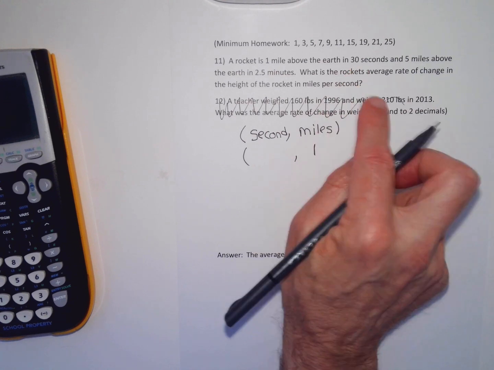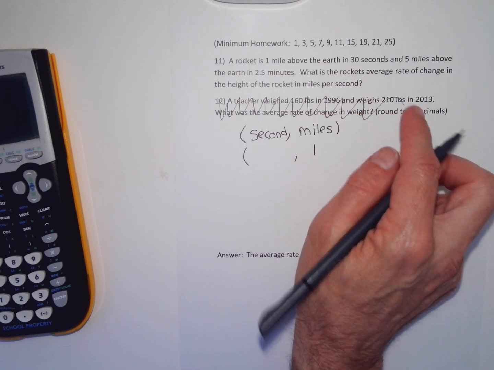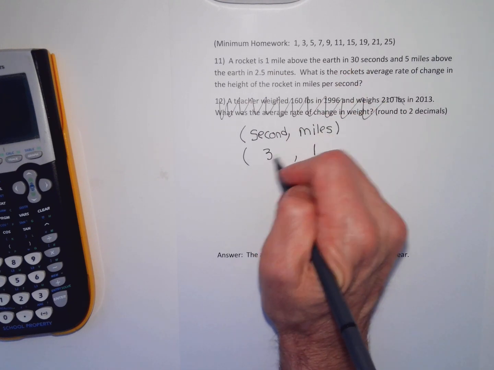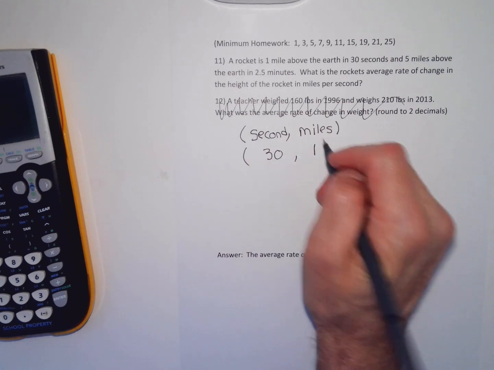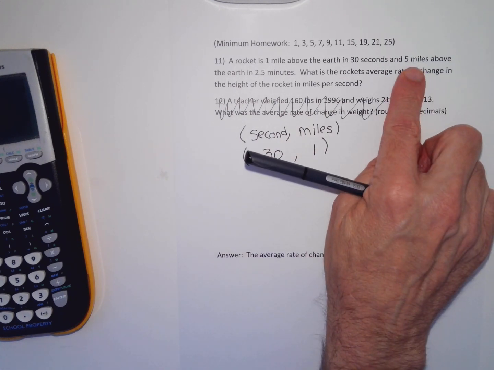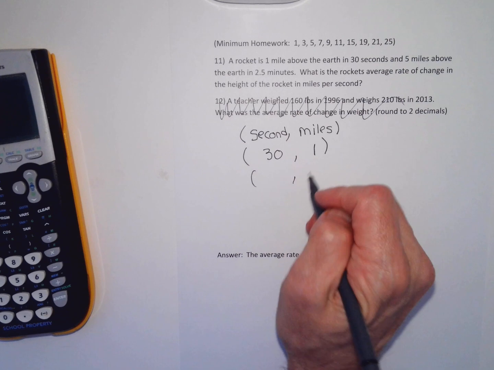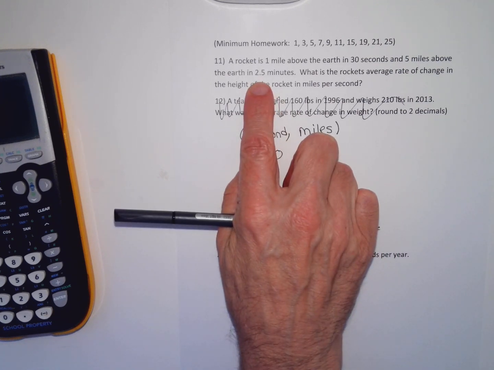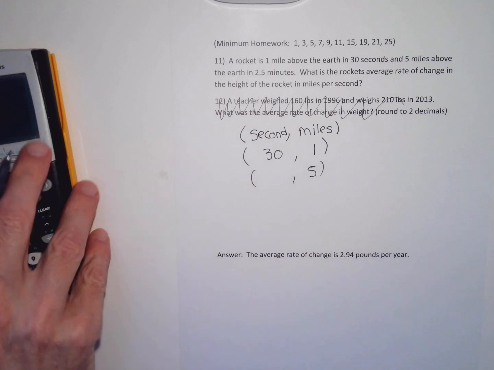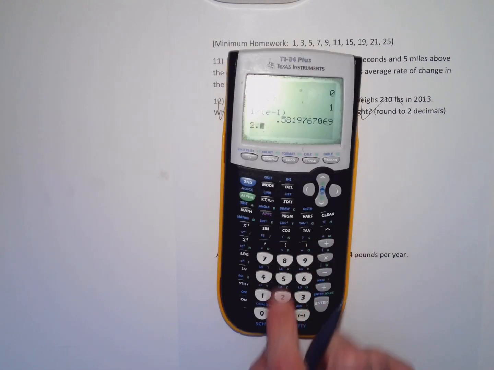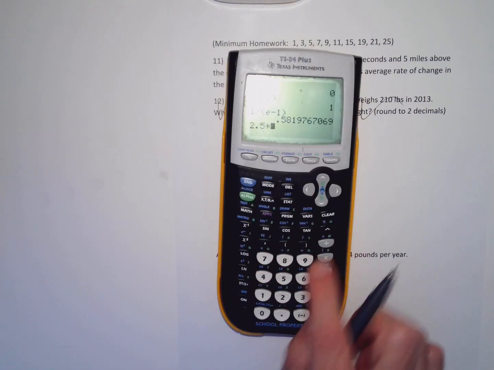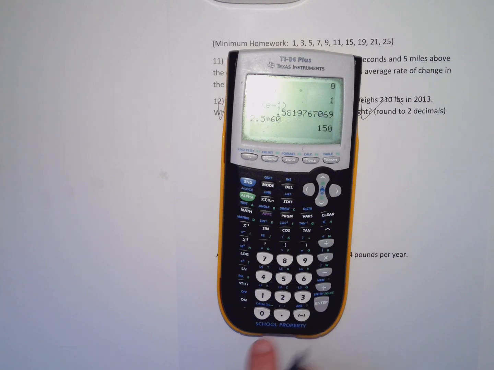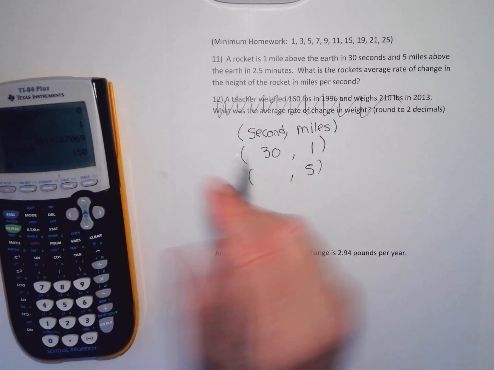Well, the first bit of information, at 30 seconds we're at 1 mile. So at 30 seconds, height is 1 mile. I feel good about that. But the second point, the height is 5 miles. 2.5 minutes is not in seconds. I need to multiply 2.5 by 60 to get it into seconds. So 120 seconds for 2 minutes, and then the extra half a minute gives you 30 seconds. It's going to be 150 seconds.